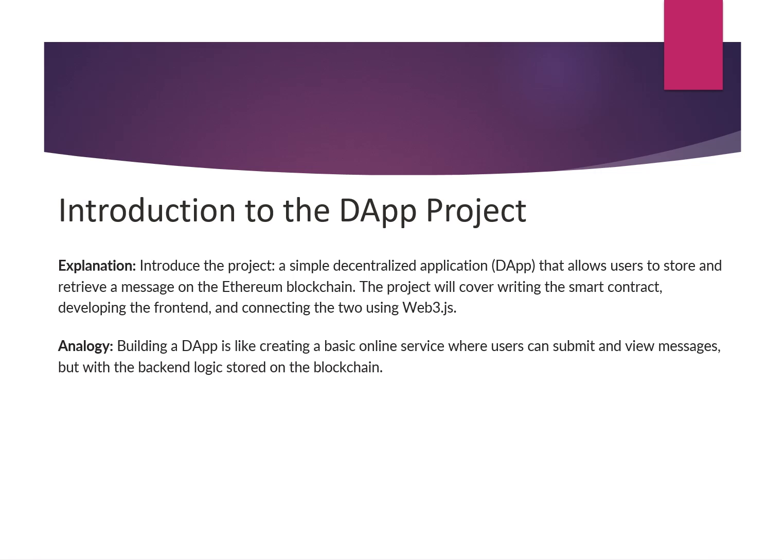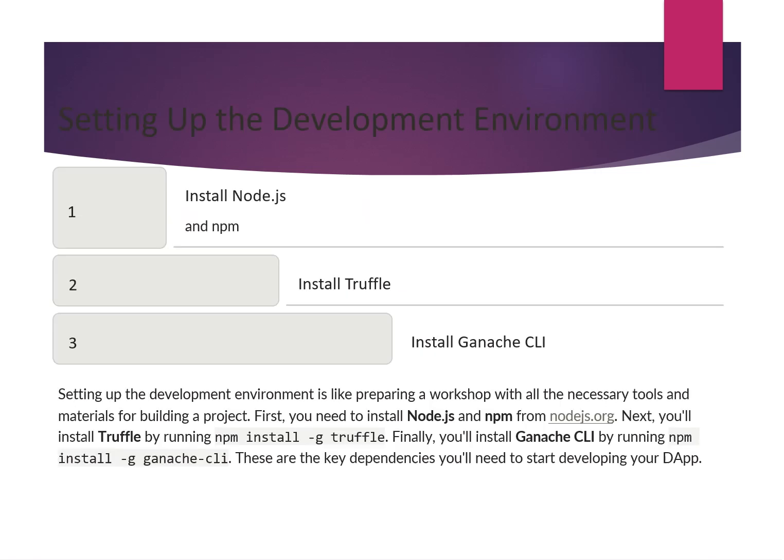This is our project. The project will involve writing a smart contract, developing a frontend, and connecting the two using web3.js. Think of it as creating a basic online service where users can submit and view messages, but with the backend logic stored on the blockchain. This project will provide a foundational understanding of how DApps work and can be expanded with additional features like user authentication, data encryption, etc. Real world applications of this type of DApp could include anything from secure note taking to decentralized social media platforms.